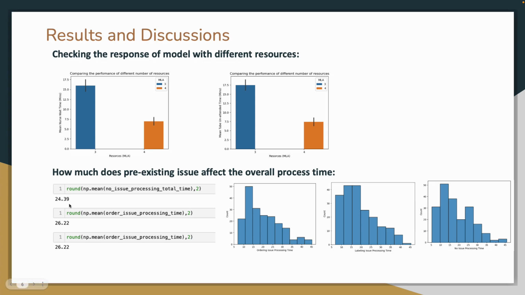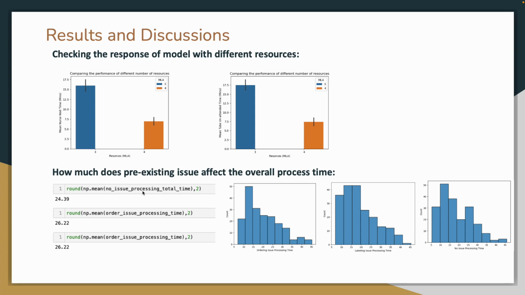But there's another side to it. This code was actually designed task based. Let's say if an MLA or a resource is being taken by a task, it cannot multitask. It would have to complete that task in order to move to another task. So usually labeling and ordering issues have more time, but it adds up to the no processing issue time too.